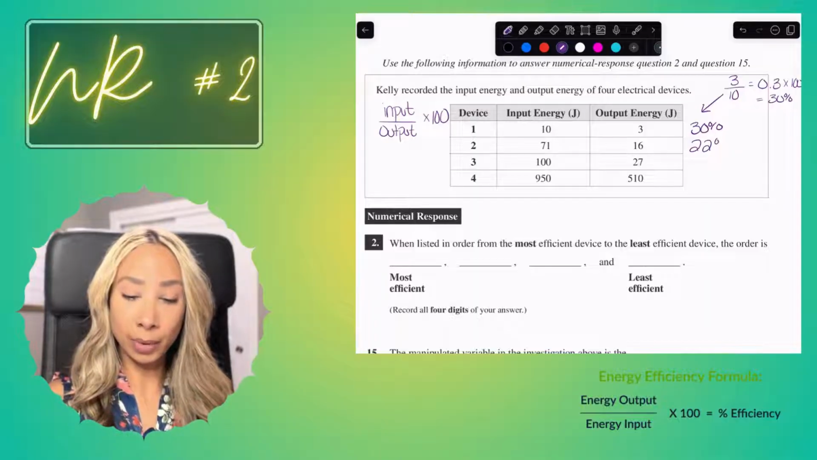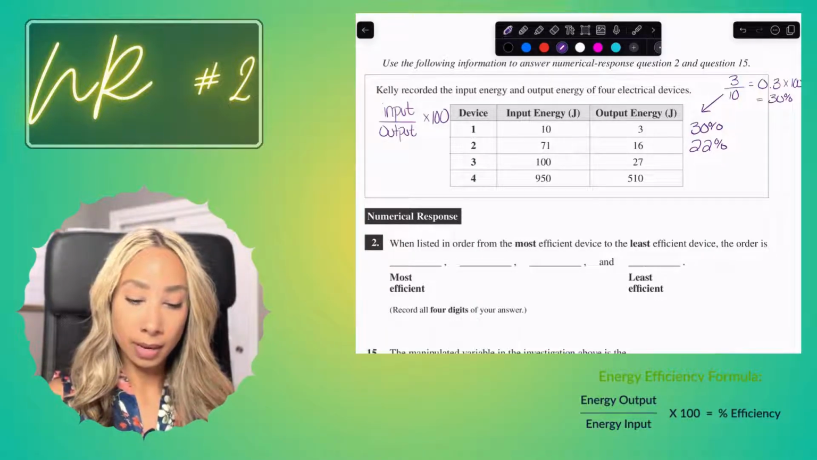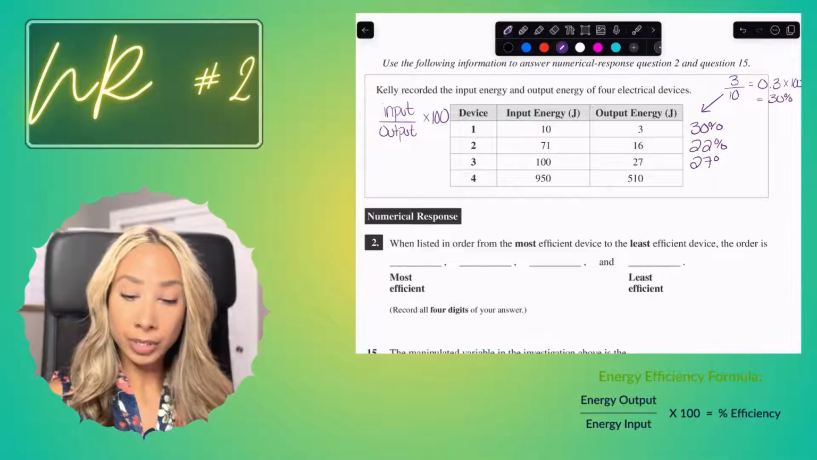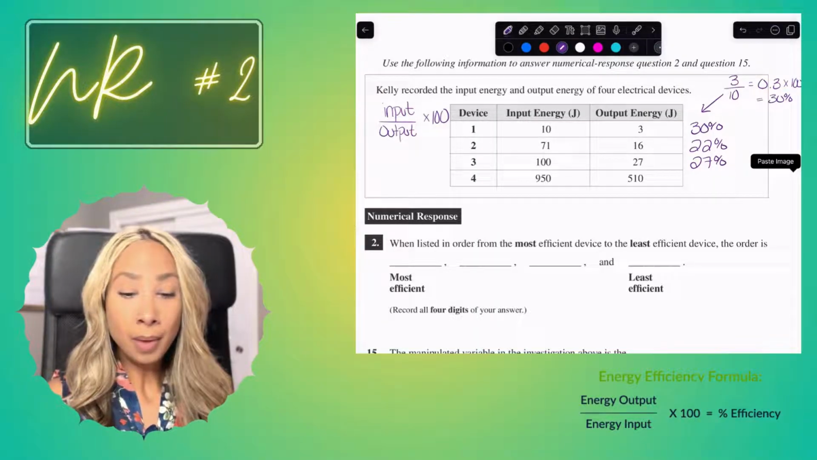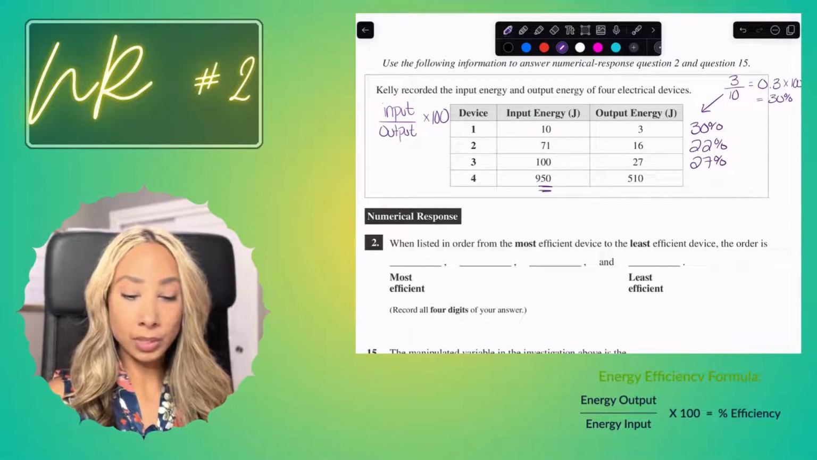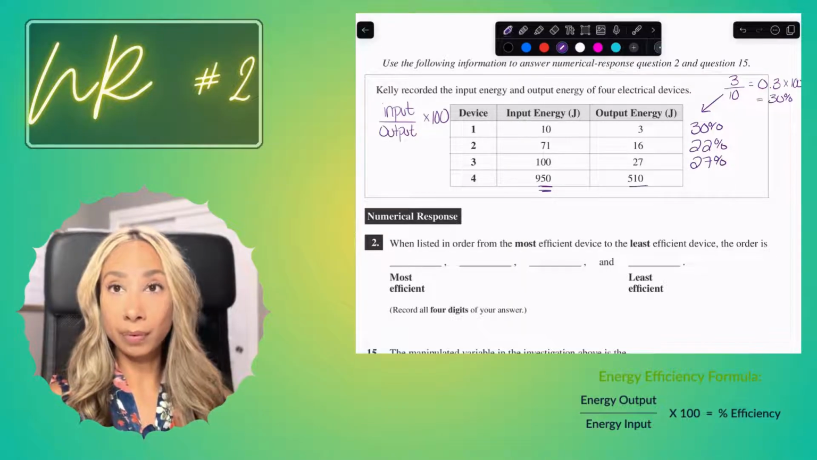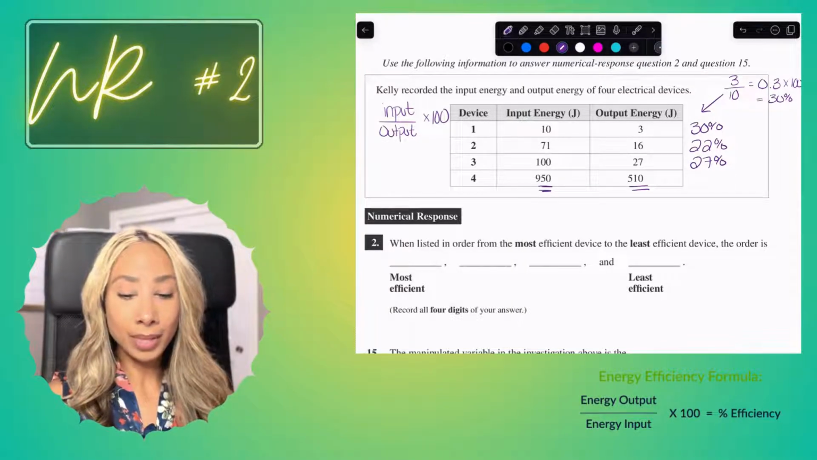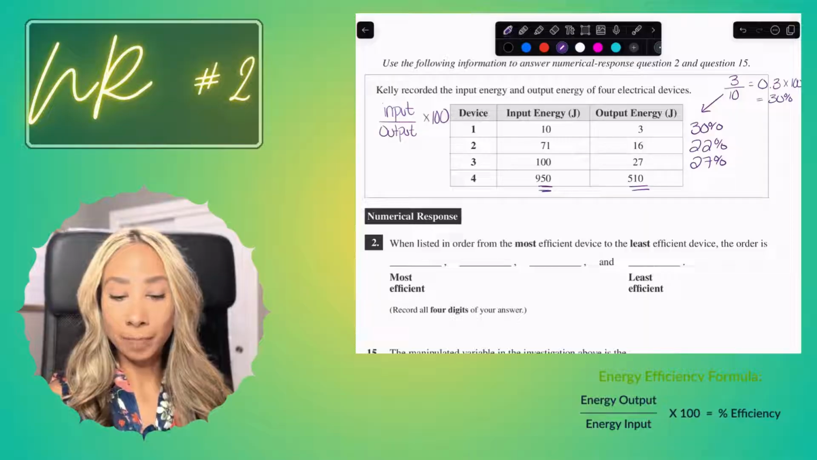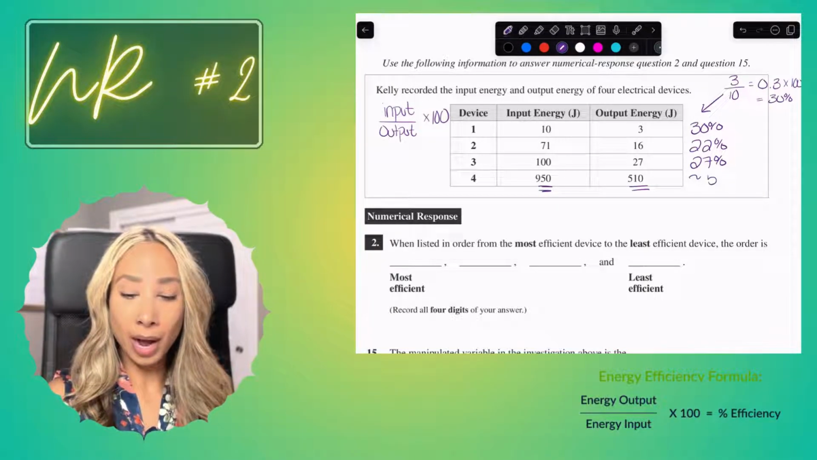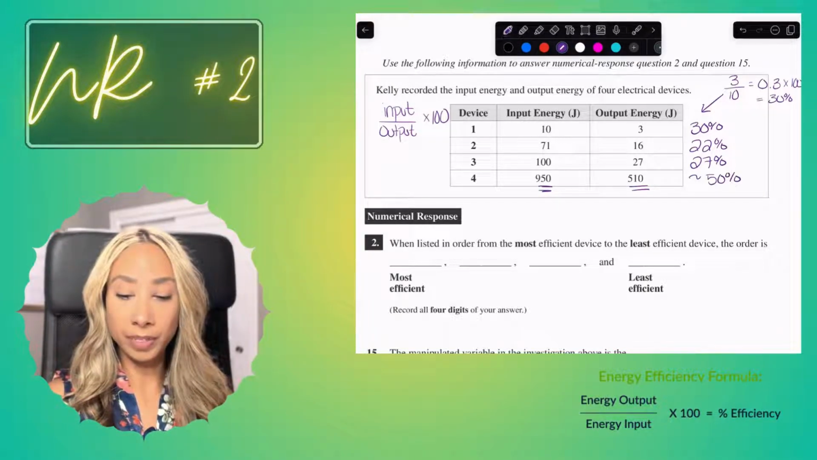72, the closest I can get would be about 22%. For number 3, it's out of 100, so that would be 27%. And for our last one, this is only 50 joules away from being 1,000. And this one is pretty close to being right in the middle. So for this one, I'm gonna say it's roughly about 50%.